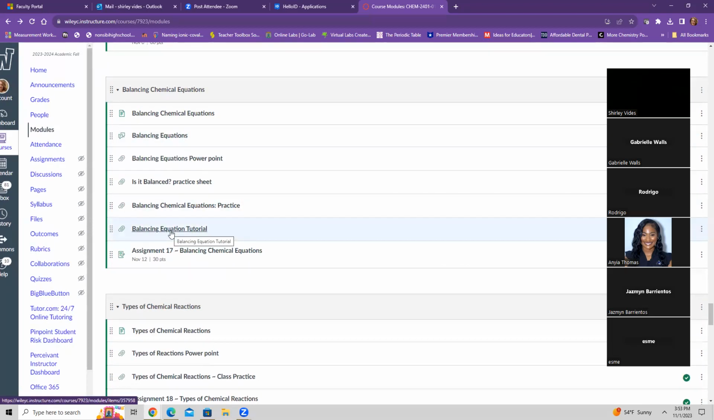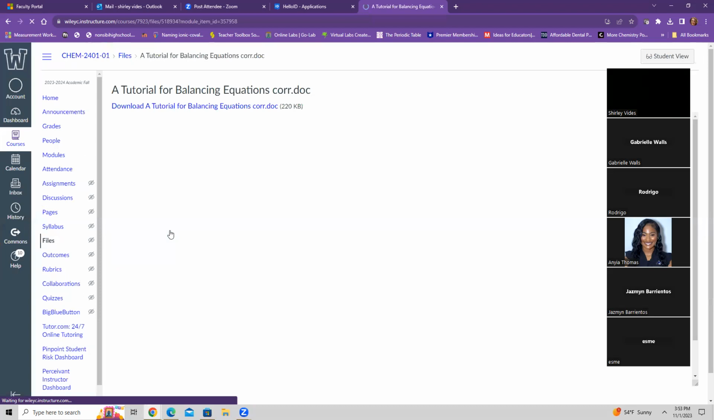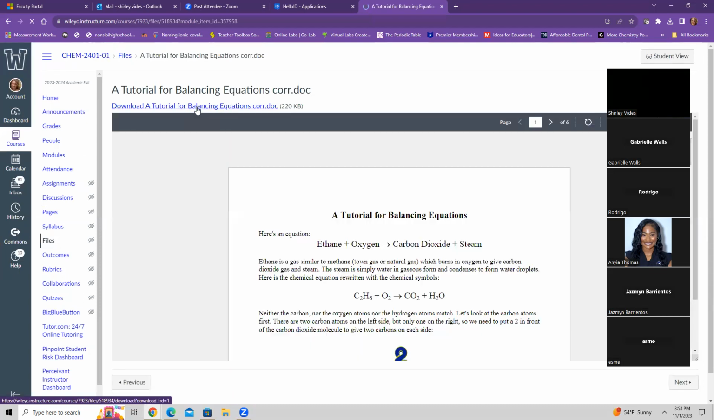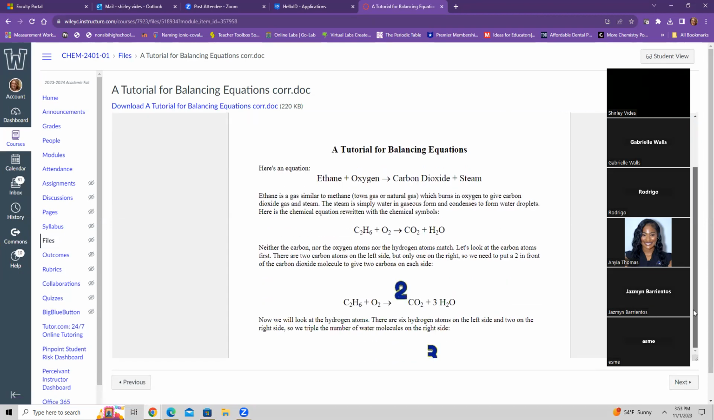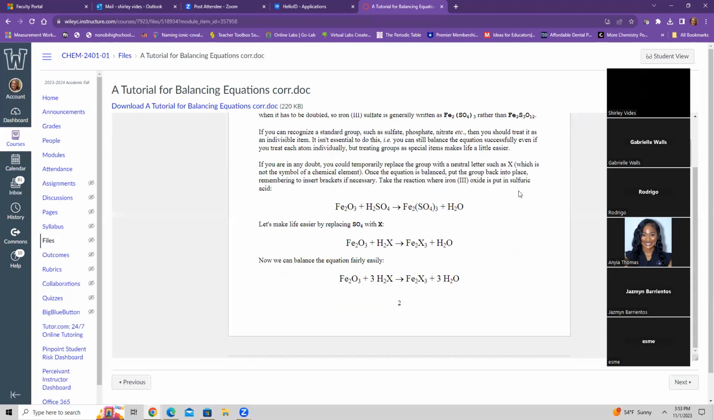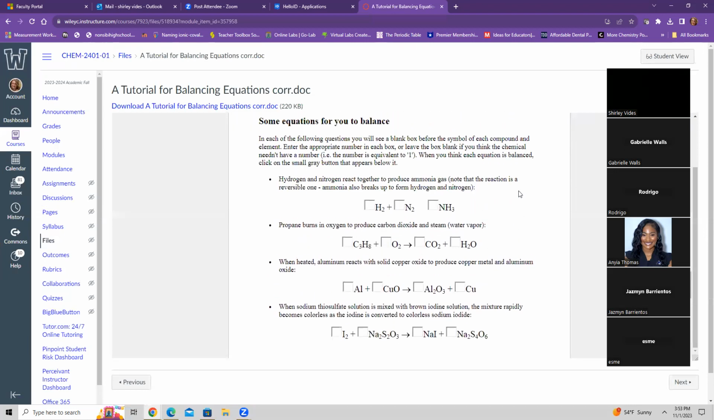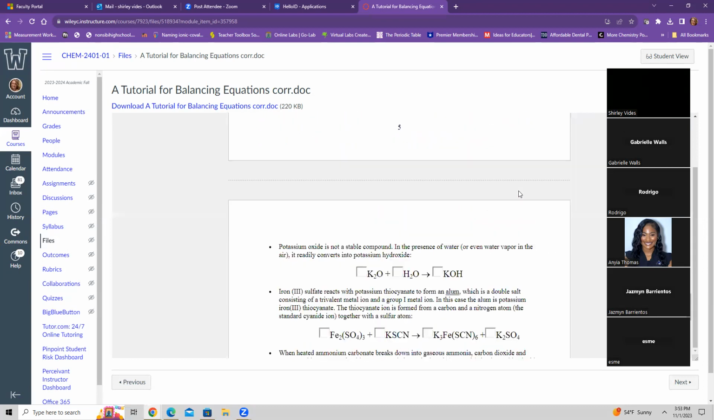Just download it, look through it, read it. Practice, do the few balancings that are on there based on what they're asking you, because you are definitely going to need to do balancing. And see, there are a couple of them right at the end. They've got the blanks for you to actually balance them.